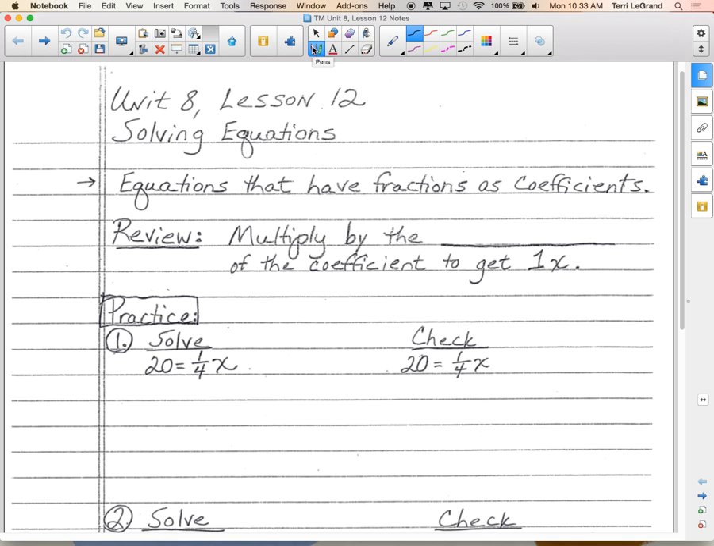We have a couple of different learning goals today. The first one is going to be solving equations that contain fraction coefficients. So remember, what is a coefficient again? What am I talking about when I say we have a fraction coefficient? Where would we find that fraction if it's a coefficient? Where will it be?